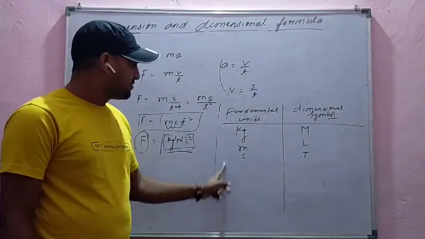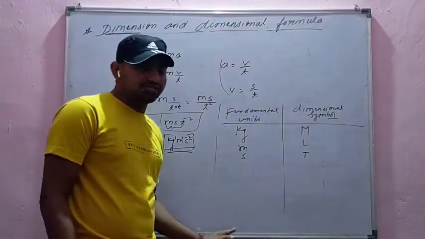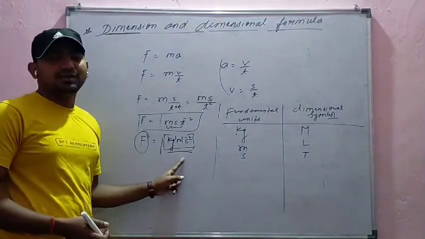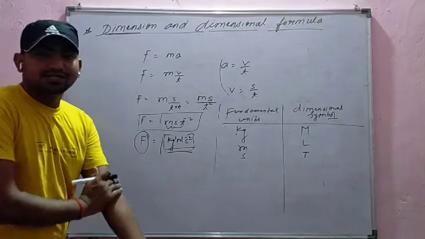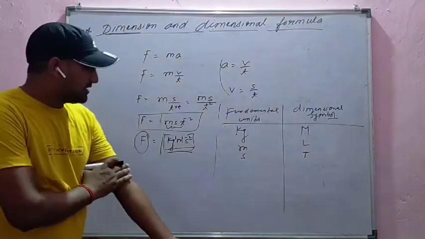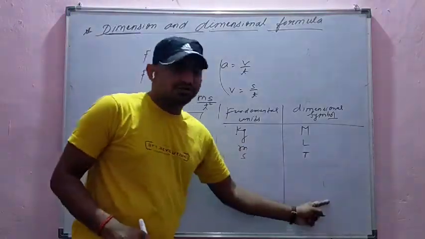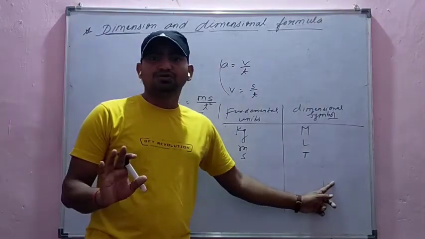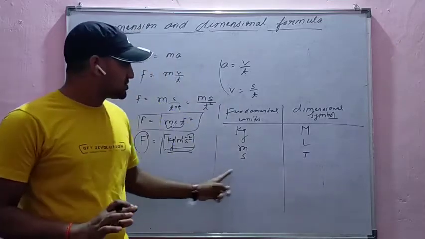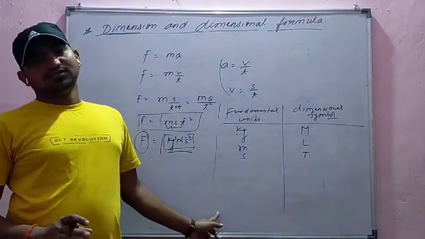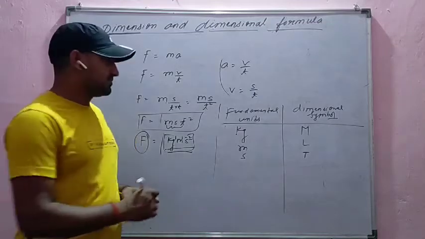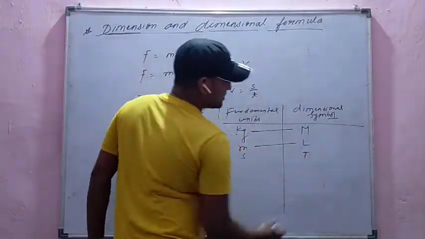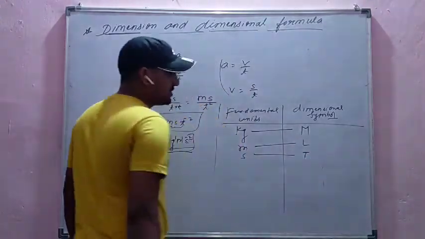Okay, here we are writing only the fundamental units because we use fundamental units to write the dimension of physical quantities. But when we write the dimension, we write the dimensional symbol, not the units. For the kg, dimension symbol is M. For the meter, dimension symbol is L. For the second, dimension symbol is T.